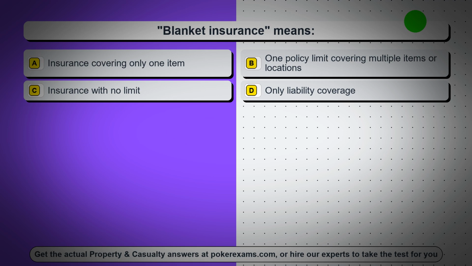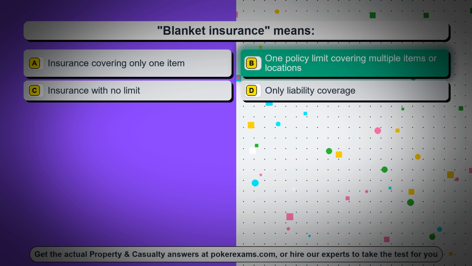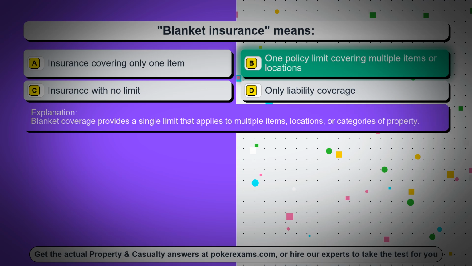Question 95. Blanket insurance means: Option A, insurance covering only one item. Option B, one policy limit covering multiple items or locations. Option C, insurance with no limit. Option D, only liability coverage. The correct answer is option B, one policy limit covering multiple items or locations. Blanket coverage provides a single limit that applies to multiple items, locations, or categories of property.